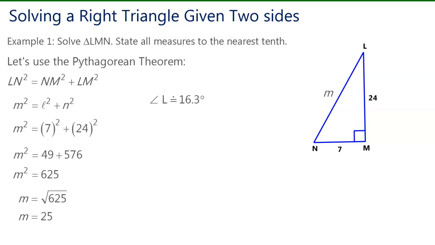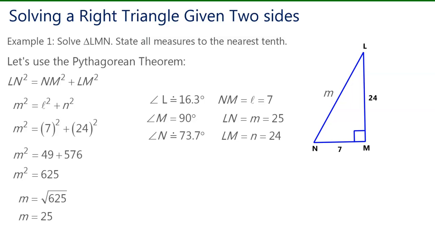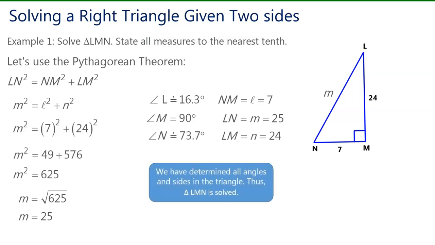So now we have angle L is 16.3 degrees, angle M is the right angle 90 degrees, angle N is 73.7 degrees. NM or little l is 7, LN or little m is 25, and LM or little n is 24. We have determined all angles and all sides in the triangle. Thus, triangle LMN is solved.